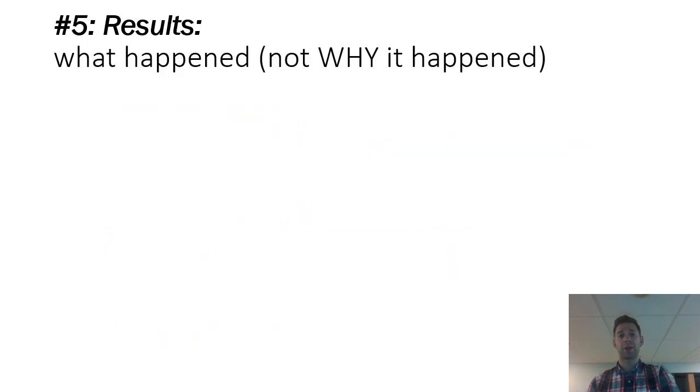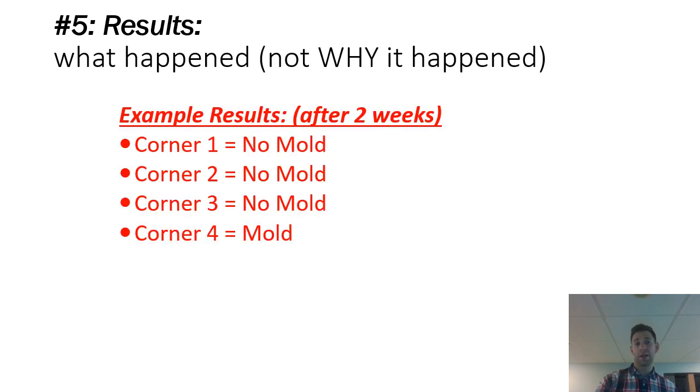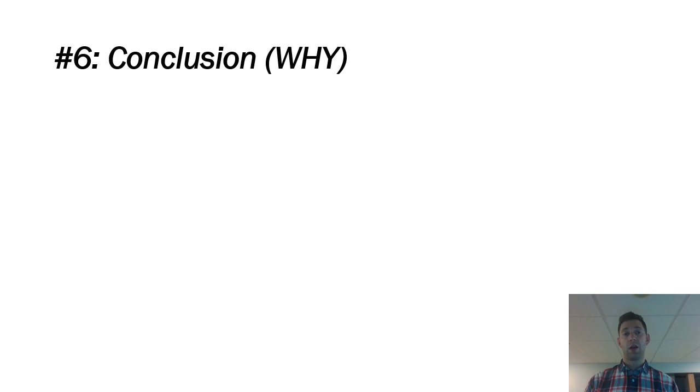Okay, after we run that experiment, we get to the results. It's important to recognize that results include what happened, but not necessarily why it happened. So here's my example results. I run this experiment for 14 days. Corners 1 through 3 do not have mold in it, whereas corner 4, where I put the wet clothes, does grow mold. So that leads me to a conclusion.